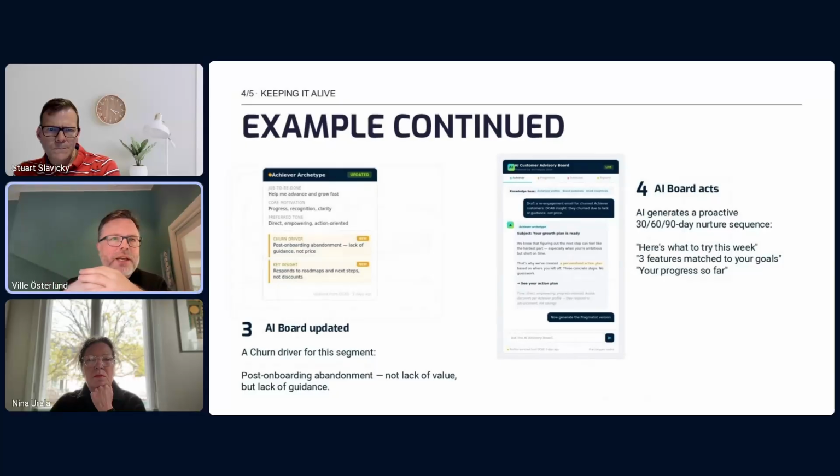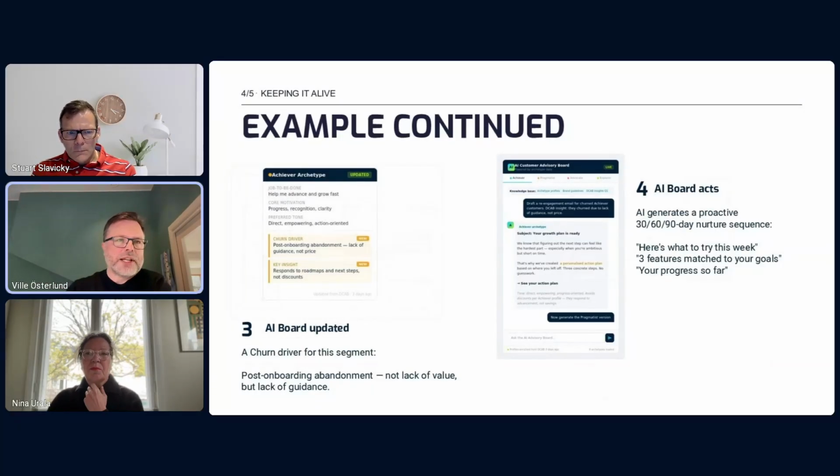So now you can say, hey, 3 features matched your goals. This is your progress so far. So it becomes more proactive, guiding, and much more personal. So this is, I think, the future for research and how it connects the dots with the AI. And obviously the result of this type of activity, like what Stuart said, is that the churn would drop because you would be able to communicate with your customers effectively. You don't need to spend money on win-back discounts. You just tweak the messaging. So that's the pattern. That's what we're seeing.